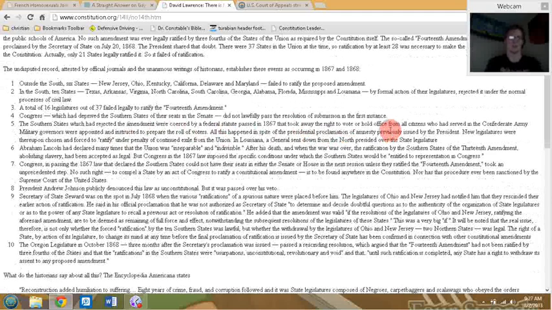The southern states which had rejected the amendment were coerced by a federal statute passed in 1867 that took away the right to vote or hold office from all citizens who had served in the Confederate Army. Military governors were appointed by the federal government and instructed to prepare the roll of voters. All this happened in spite of the presidential proclamation of amnesty previously issued by Andrew Johnson. New legislators were thereupon chosen and forced to ratify under penalty of continual exile from the Union. In Louisiana, a general sent down from the North presided over the state legislature.